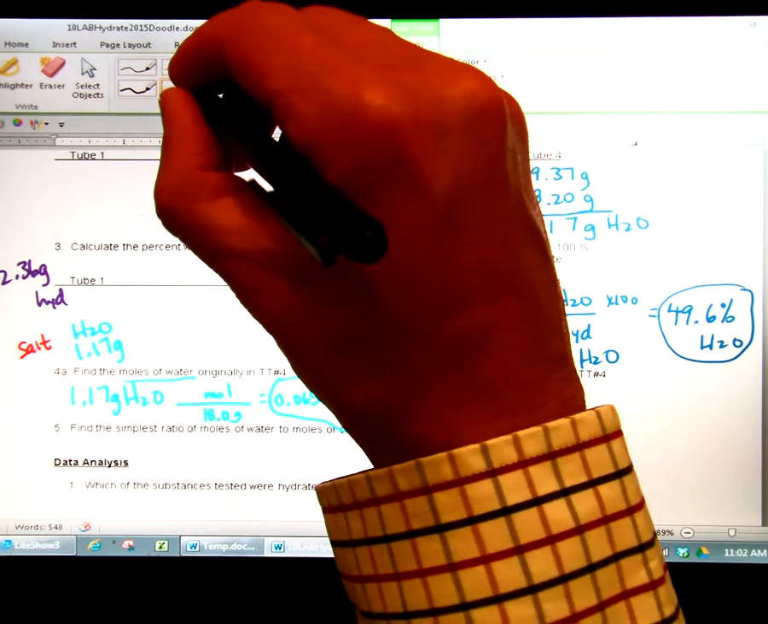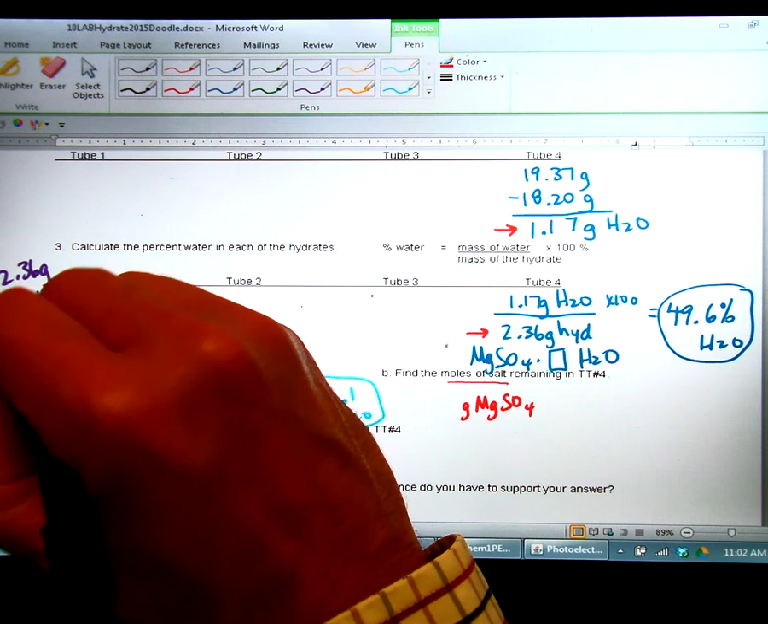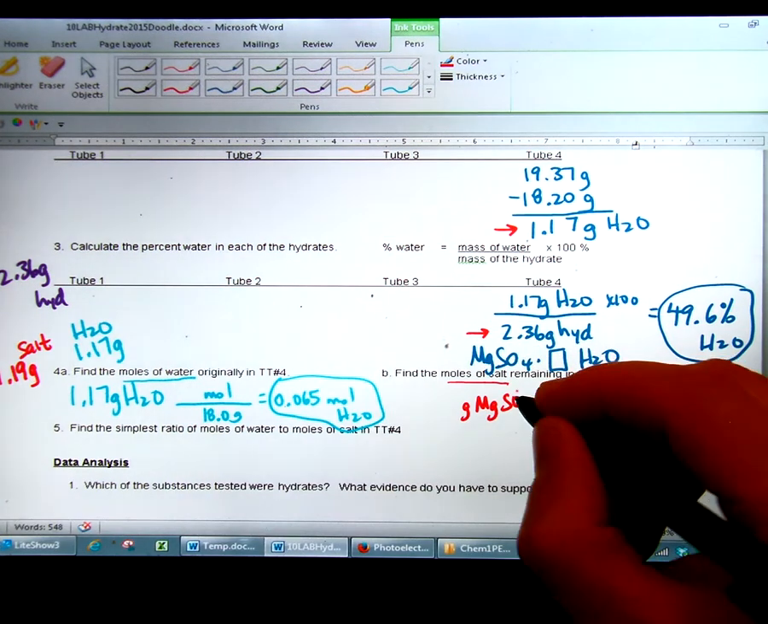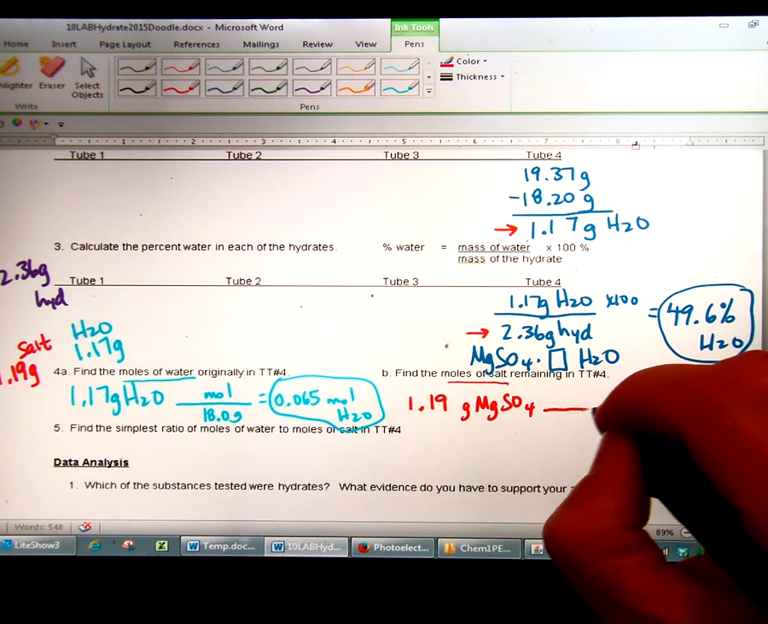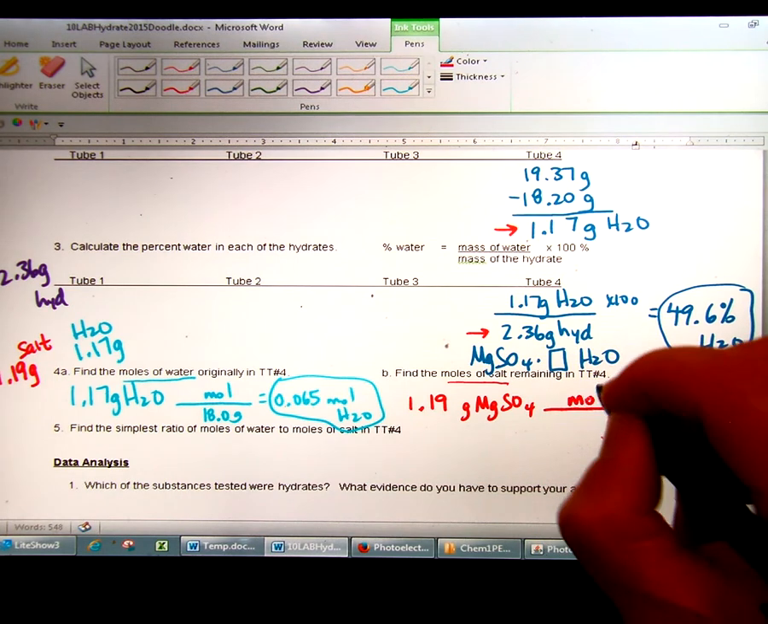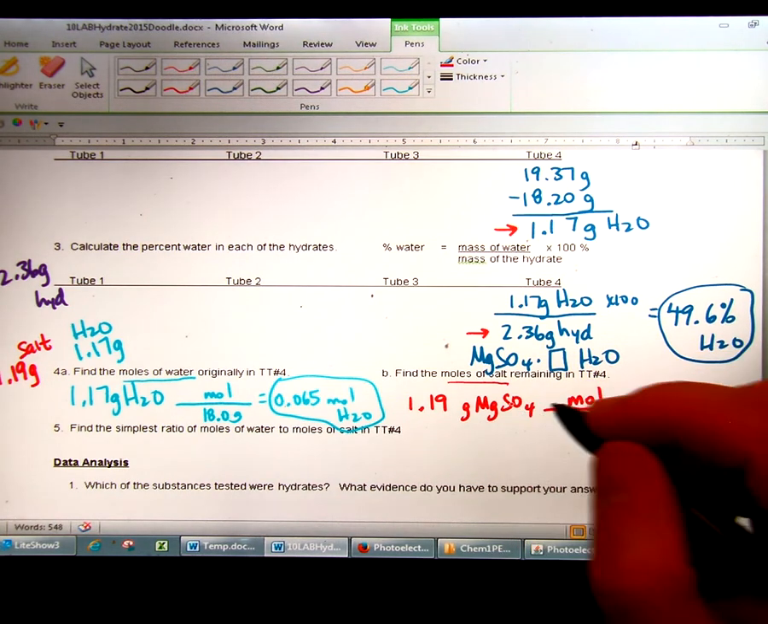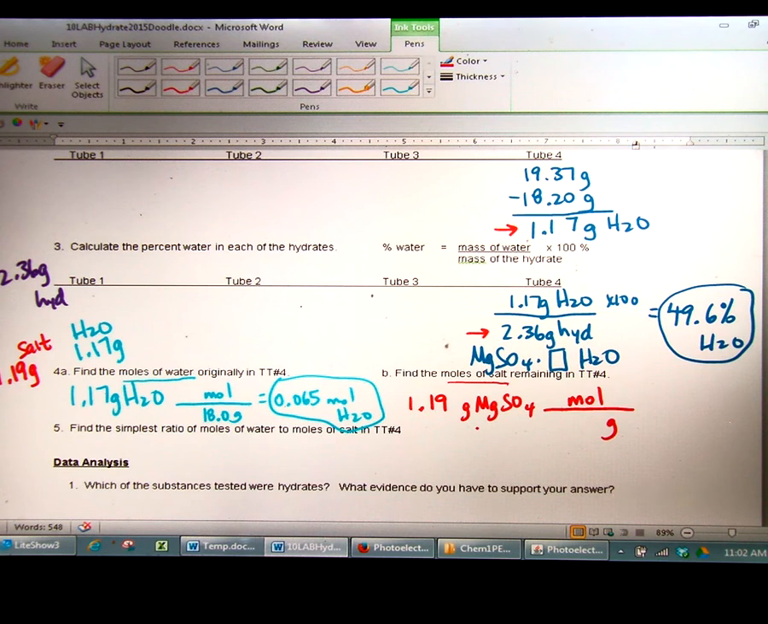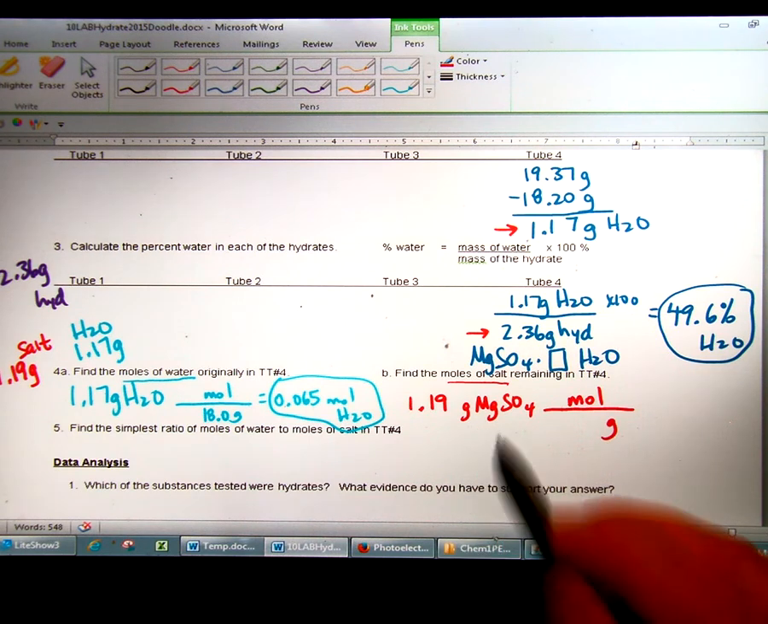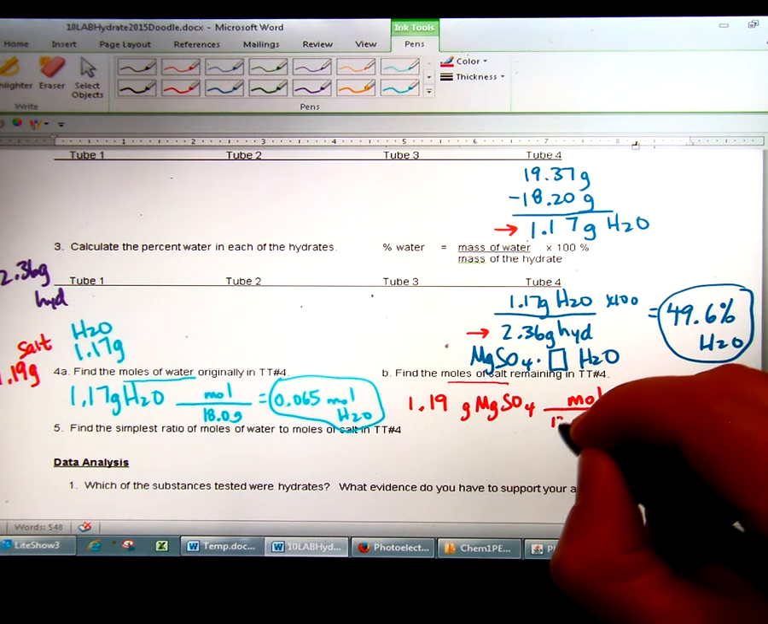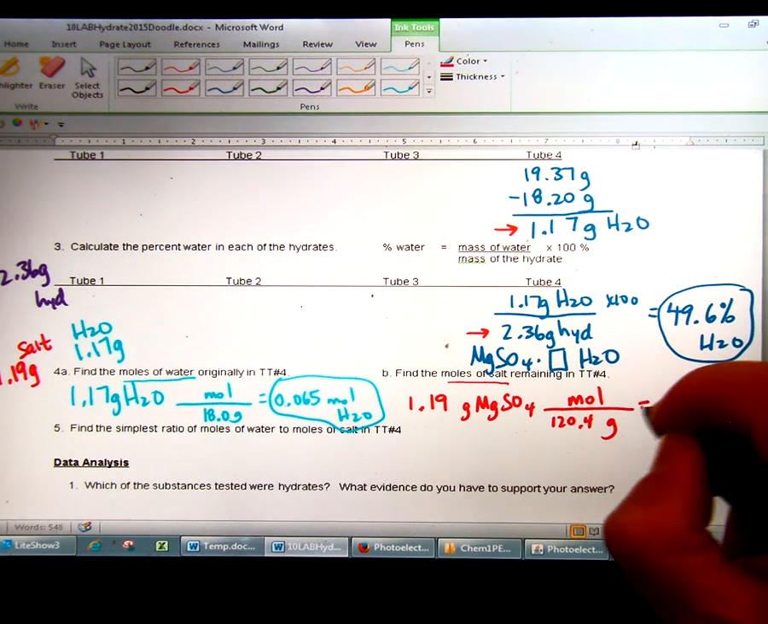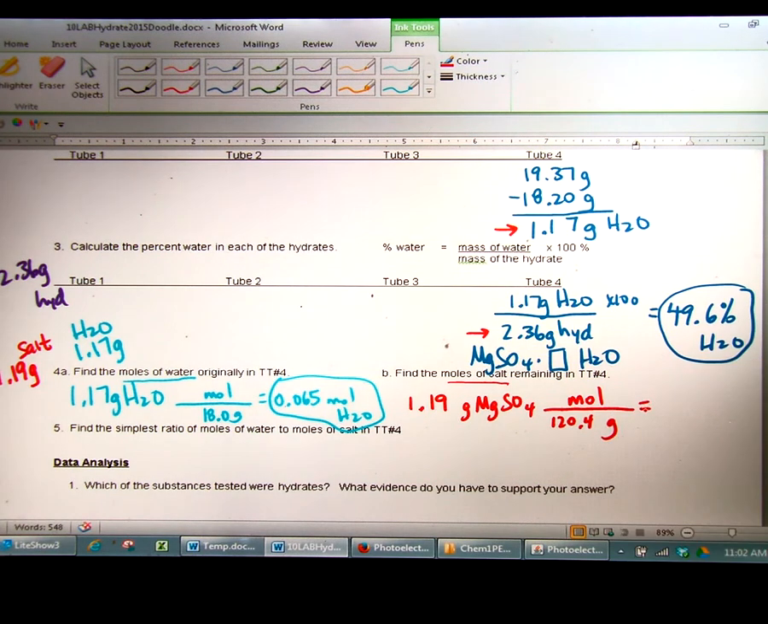So that means I have 1.19 grams of salt, which is the MgSO4. So 1.19 grams of salt, and now I have to convert grams into moles. So I have to add this all up from the periodic table. So Mg is 24.3 plus sulfur, which is 32.1, plus 4 O's, which is 4 times 16, or 64. And the whole thing weighs 120.4.